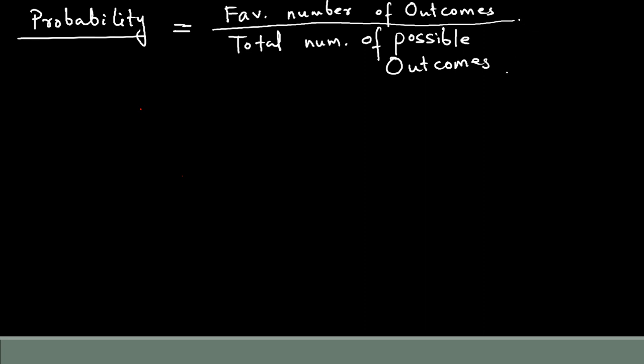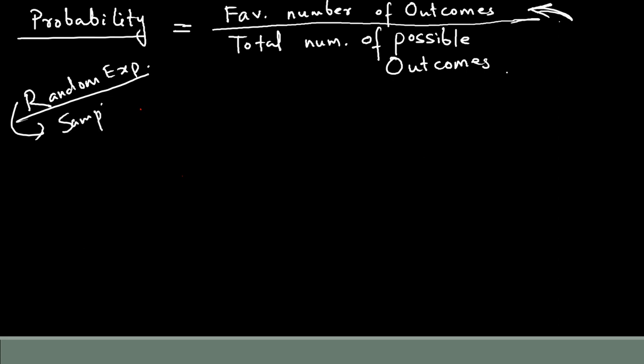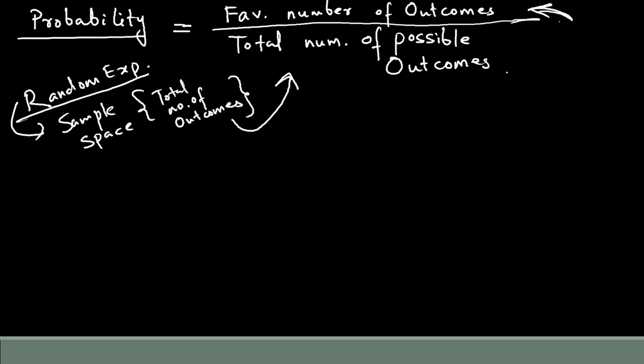What I mean by this is, I just discussed what a favorable number of outcomes is. Say you perform a random experiment. After you perform it, you get a sample space, where the total number of outcomes are included. In most cases this sample space will come here, and for class 10 it's always here. So this sample space, the total number of outcomes for the random experiment, will come here.